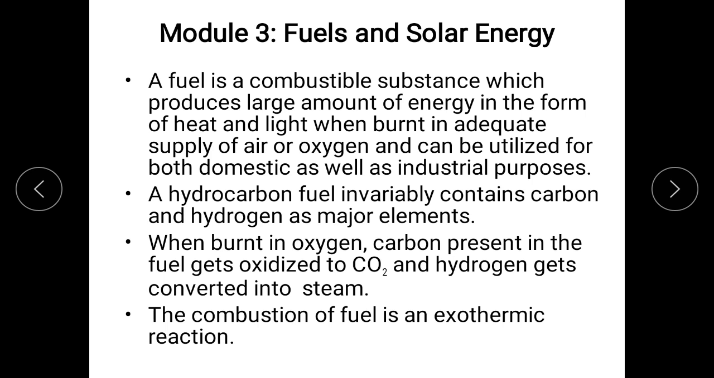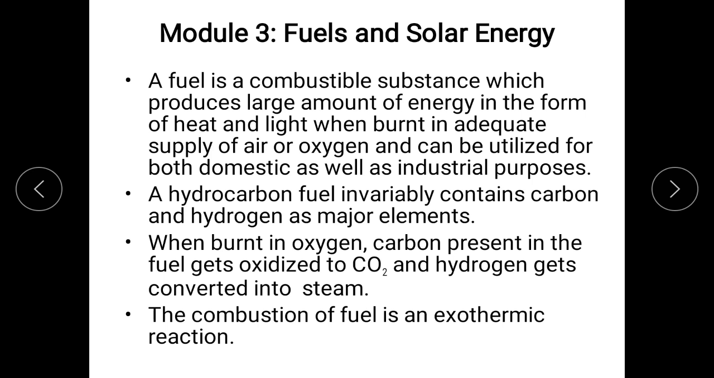The combustion of fuel is an exothermic reaction. Any process where heat energy is released is called an exothermic process, which you studied in lower classes: exothermic reaction and endothermic reaction. A reaction in which heat energy is released is exothermic. The reaction in which heat energy is absorbed is endothermic.